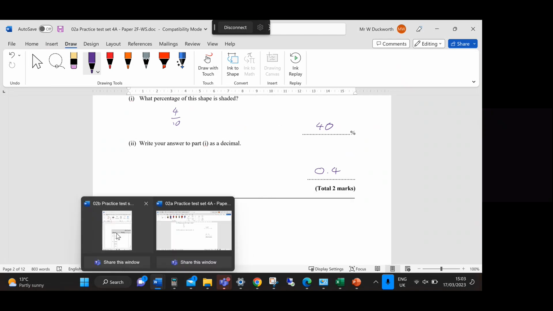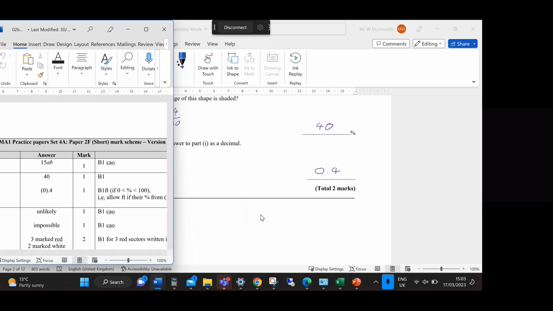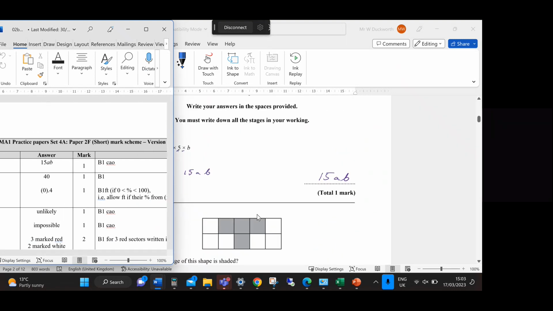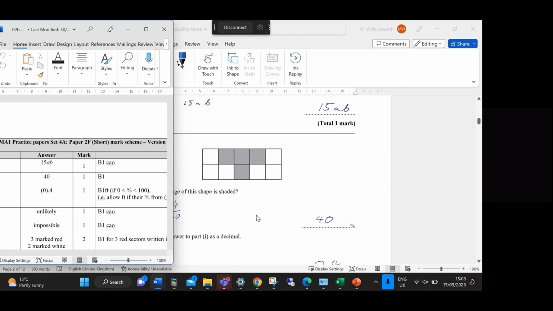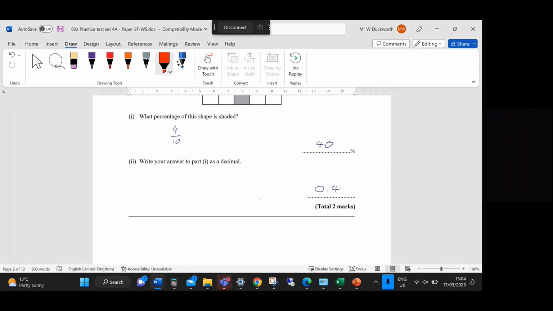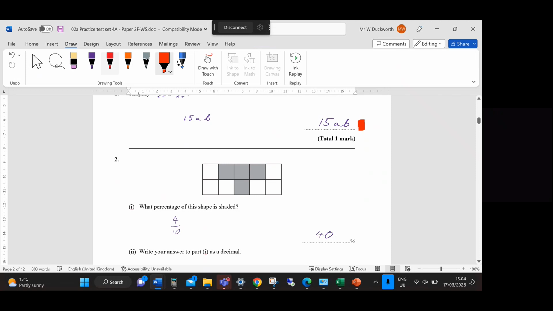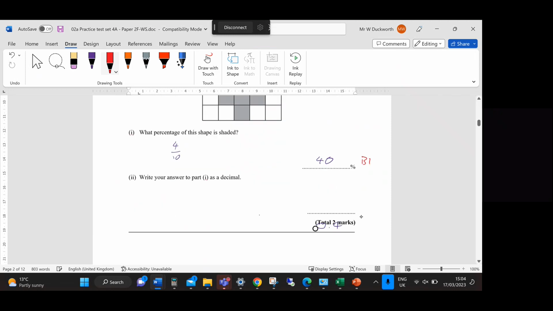And that's it for that page. I don't have a copy of the mark scheme to hand, so I'm bringing it up on a separate screen, and we're looking at 15AB is a B1 mark, 40 is a B1 mark, and 0.4 is a B1 mark. So we are looking at B1, B1, B1. Let's move that back if we can. There we go, B1.